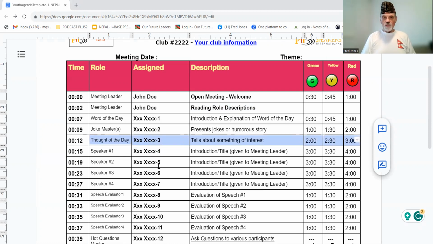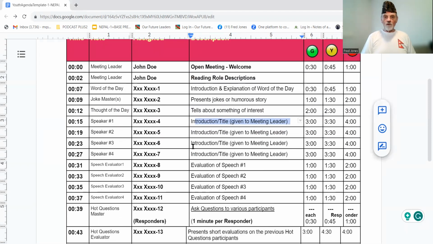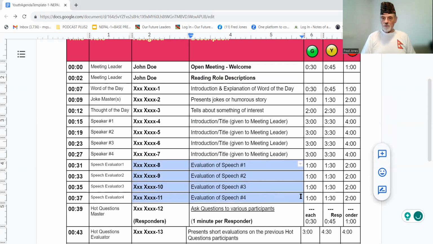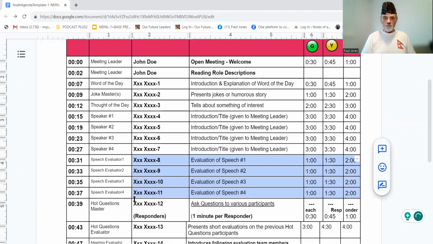Then we have speeches. Speeches can vary. Maybe they can be 4 minutes long, maybe 5 or 6 minutes long as you progress, or even longer. And they give their information, an introduction and title, to the meeting leader, who will then introduce them. Those are followed by the people who are doing the evaluation. So you have 4 speech evaluators if you have 4 speakers. And they normally have 2, maybe 3 minutes, depending on the length of the speech.